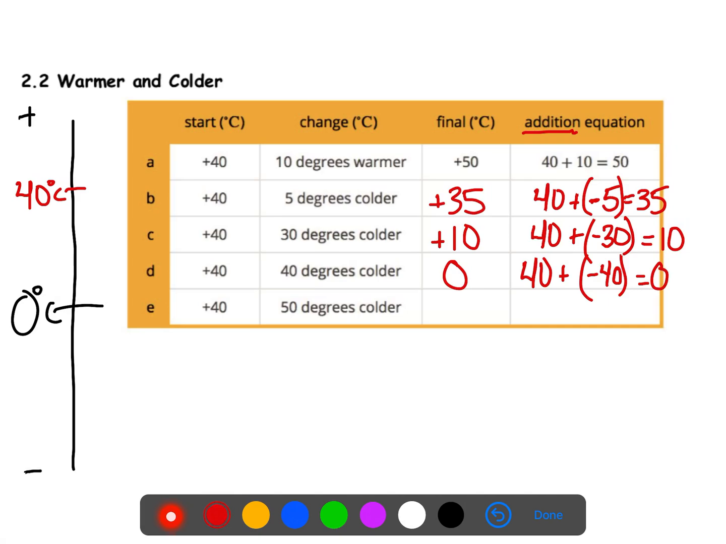Now finally, for the last one, we're going to get 50 degrees colder. We start at 40 degrees. Now, if I make my marks here every 10, and I drop 50 degrees, that would drop 10, 20, 30, 40. I need to go another 10 to drop a total of 50 degrees. So now I'm below zero, I'm below freezing, and I'm going to be at negative 10 degrees. That's 40 plus negative 50 equals negative 10.